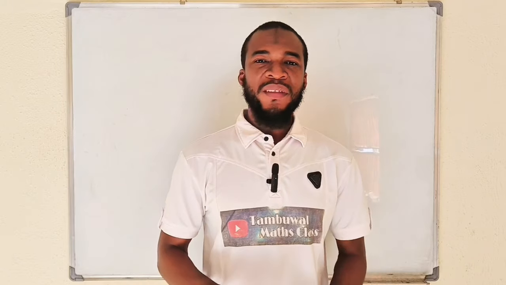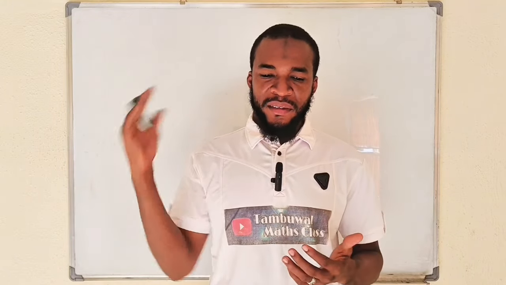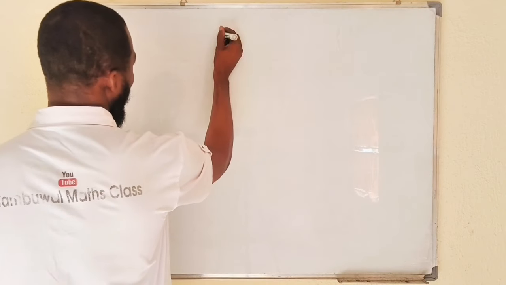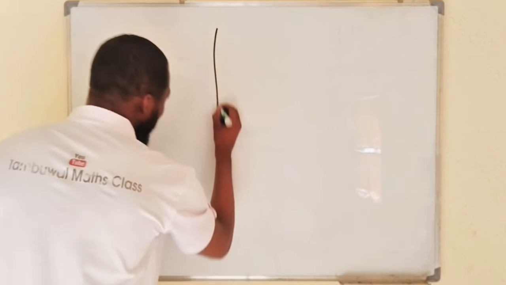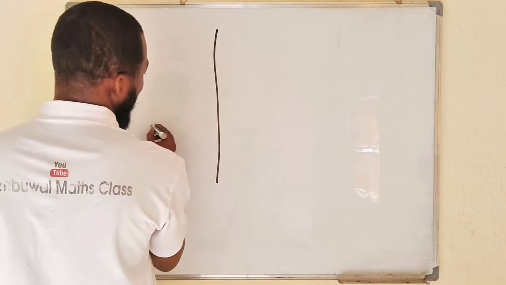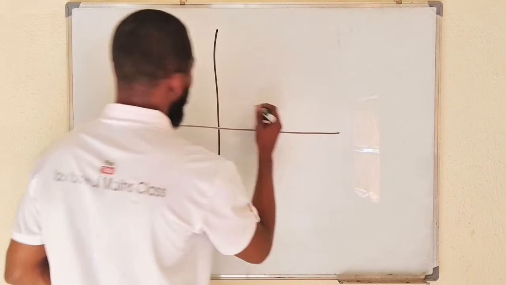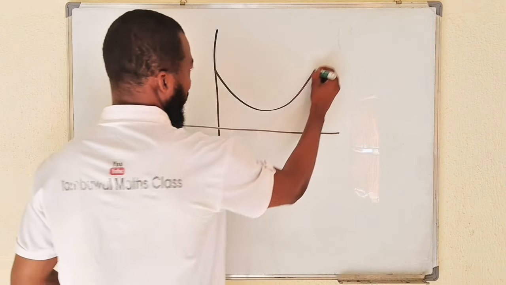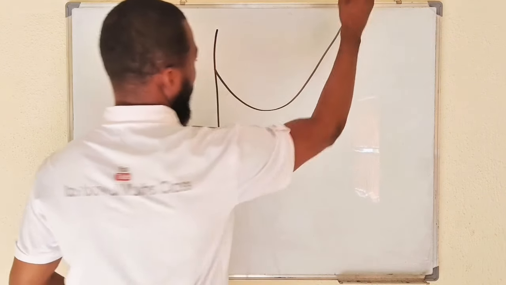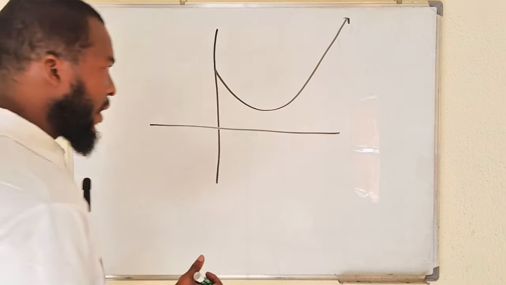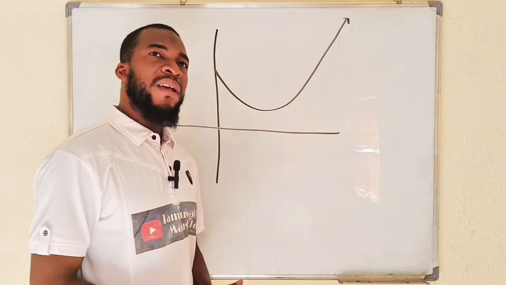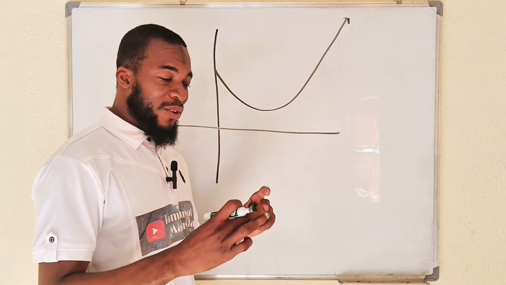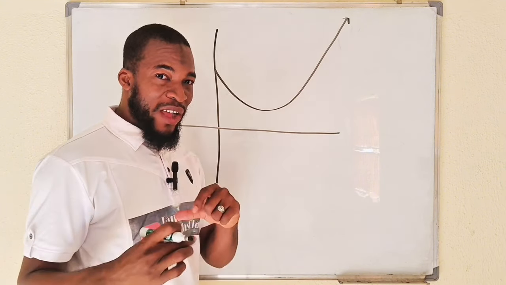Hello, good day, viewers. Let us understand this derivative. Let's assume we have a graph. This is the y-axis and this is the x-axis. Suppose we have something like this. This is a graph. We have learned about the slope, right? The rate of change of y over x.